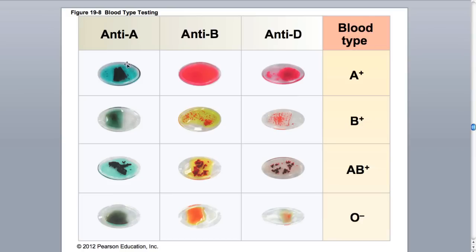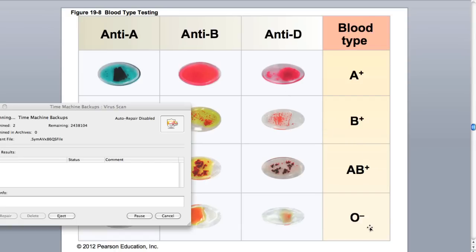If I have A antigen and I'm adding anti-A, it's going to clump. If I have A blood here and I add anti-B, it's not going to clump. And since it's positive and I add type A blood here and it clumps, I know by adding anti-D, it's going to be positive. Same as here.